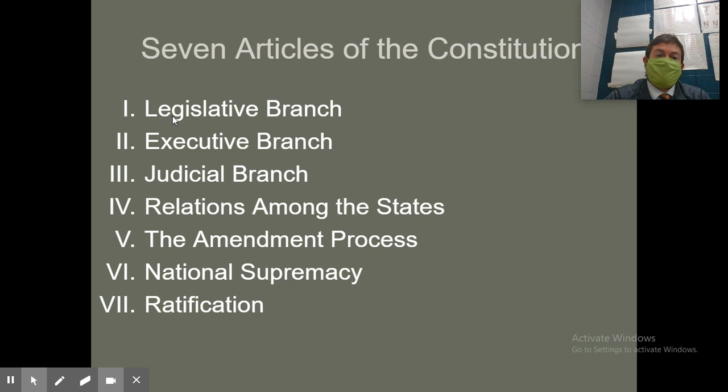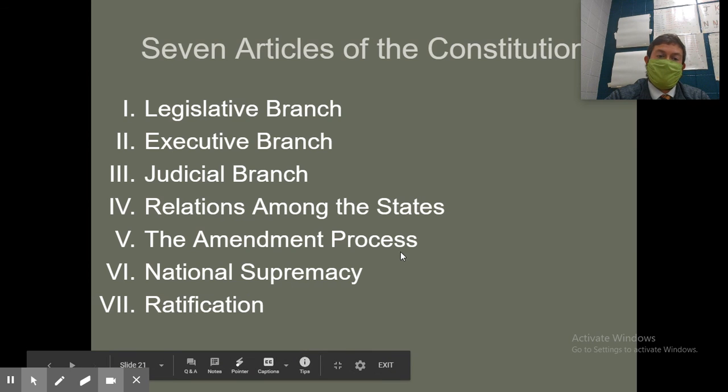So, the 7 articles of the Constitution. The first one is legislative. Second one, executive. Third one, judicial. Fourth one, relations between the states. Fifth one is the amendment process. Sixth one, national supremacy. And seventh is ratification. And there's a little acronym to help you remember it.